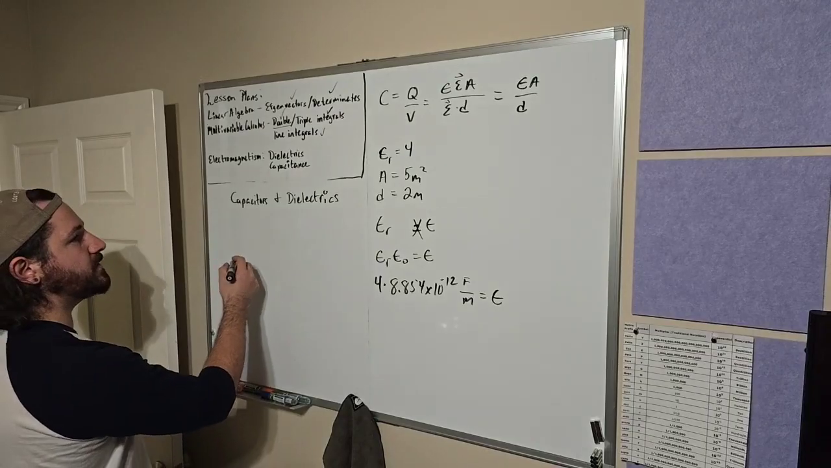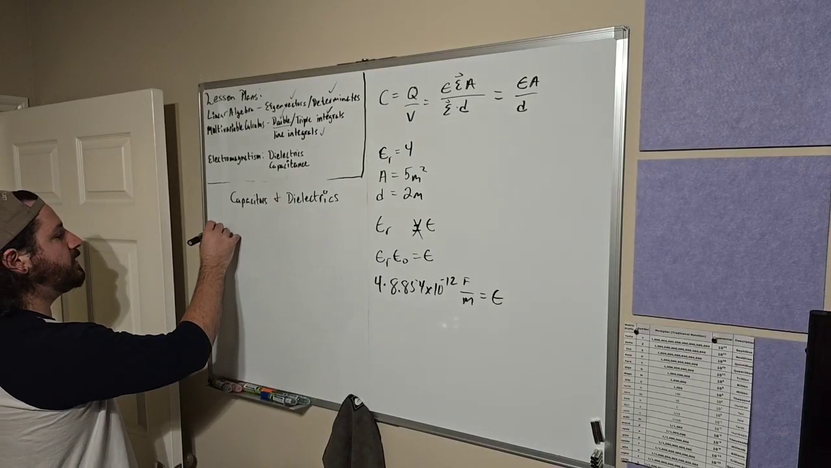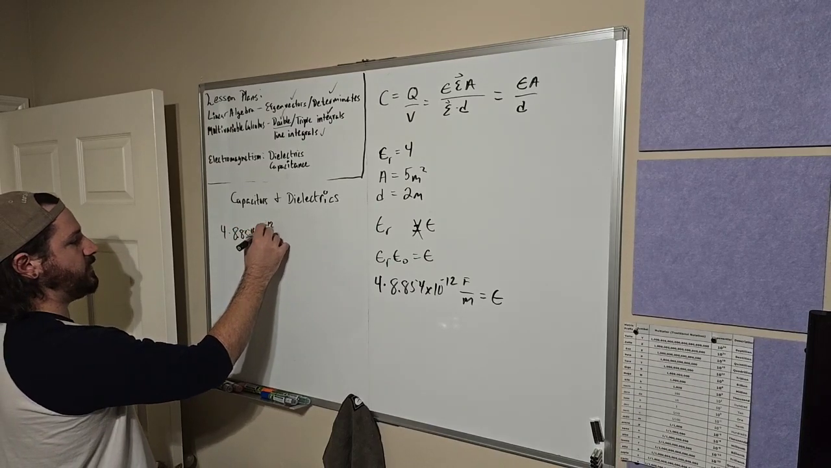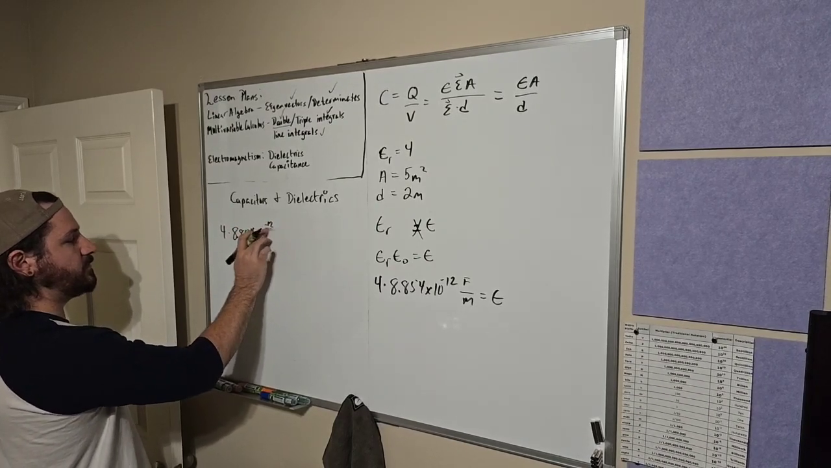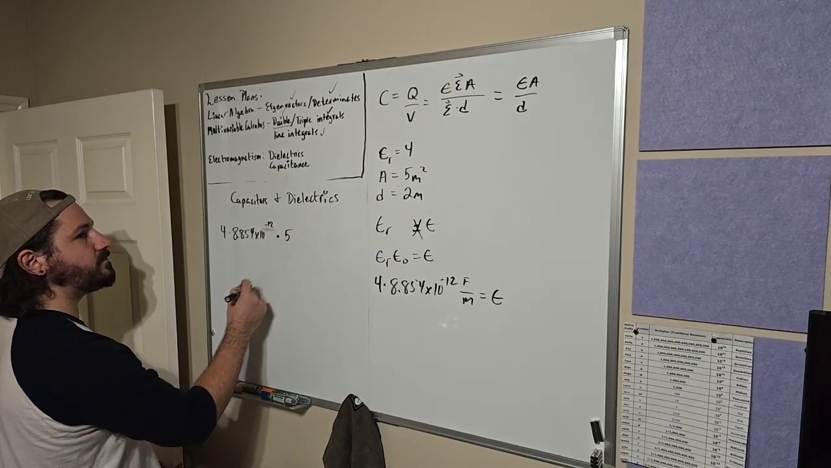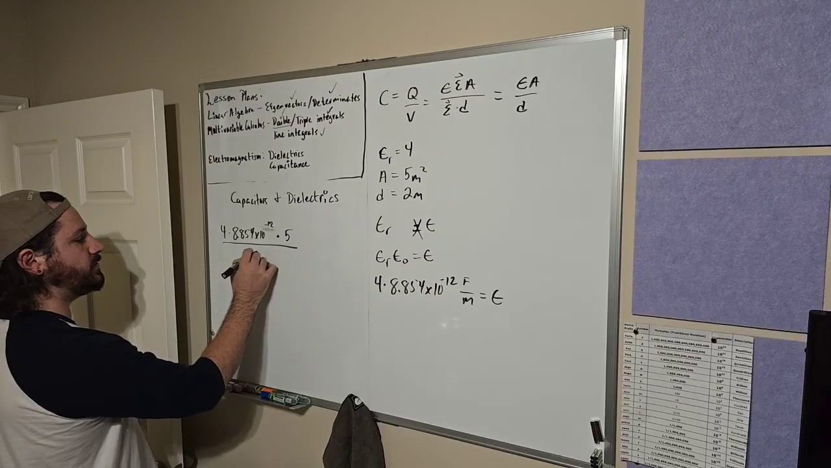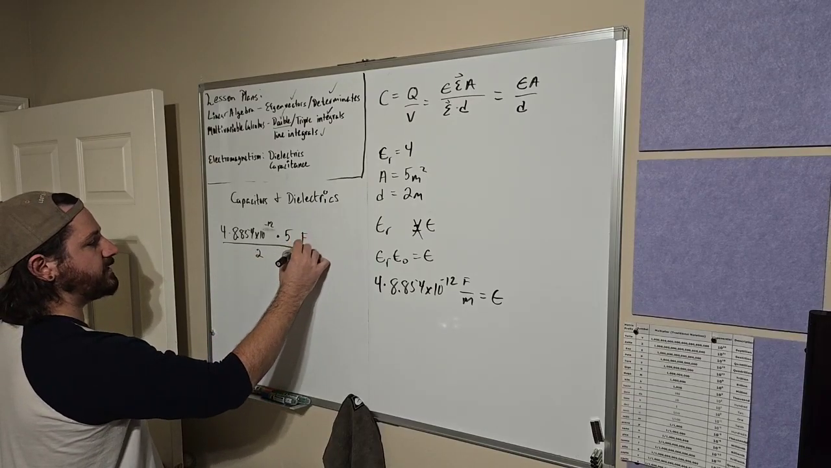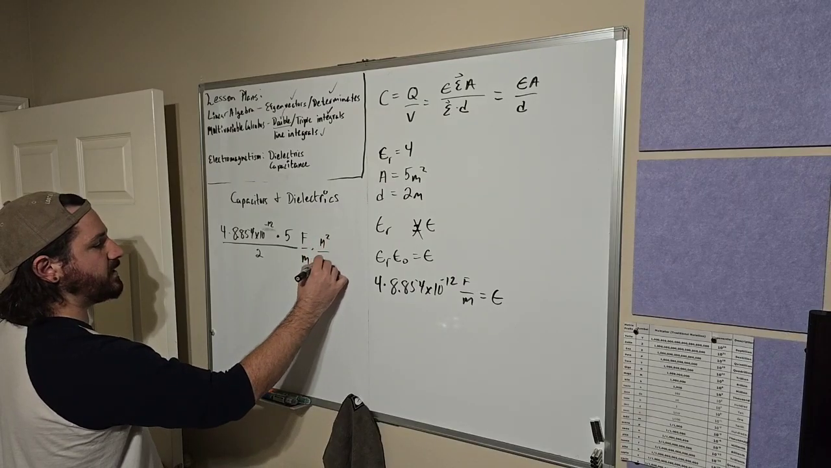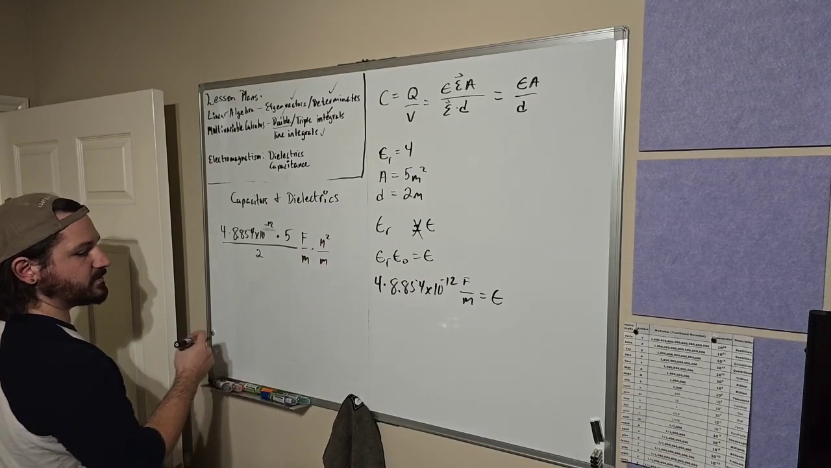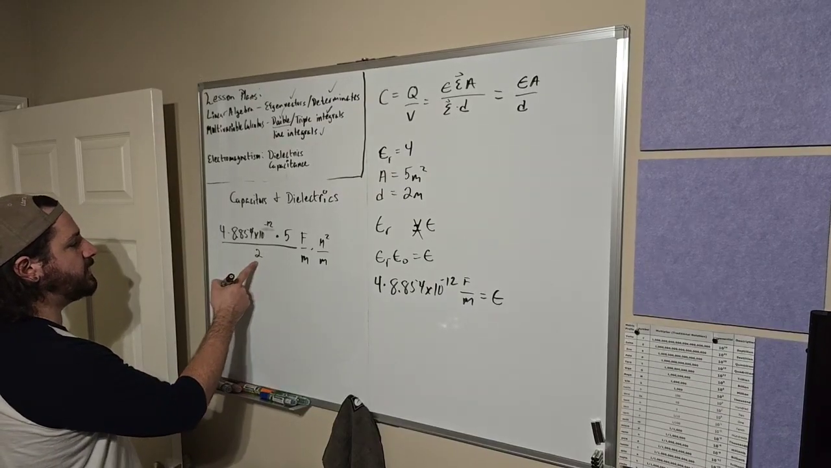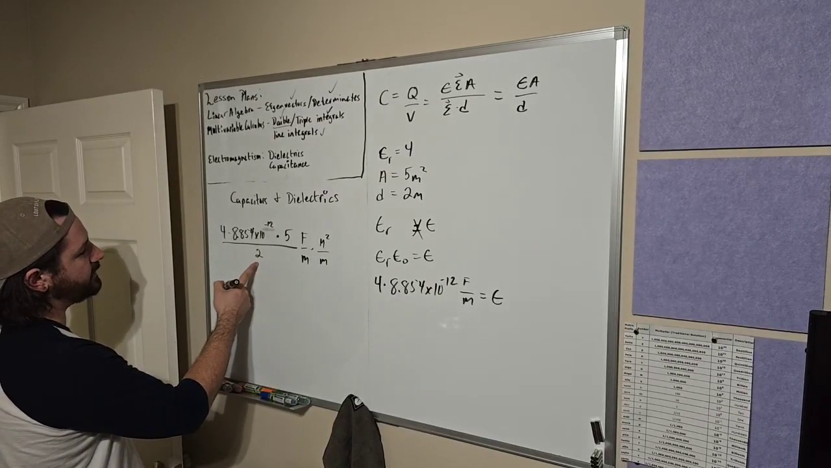Okay? So this is not a pretty number, so I'm actually just going to plug everything in all at once. Okay, 4 times 8.854 times 10 to the negative 12th, times the area we're given, which is 5, and then divided by 2. And then we know this is farads per meter, times meter squared over meter. So we're going to get something in farads, which is perfect because that's what capacitance is measured in. So we're doing good.